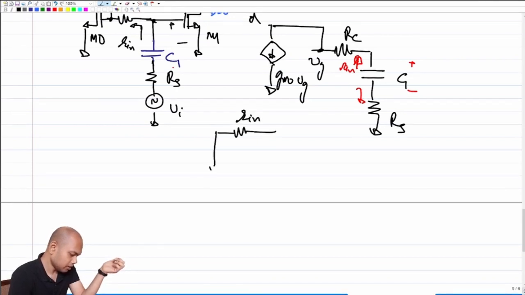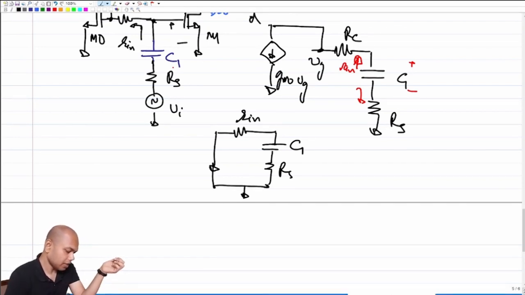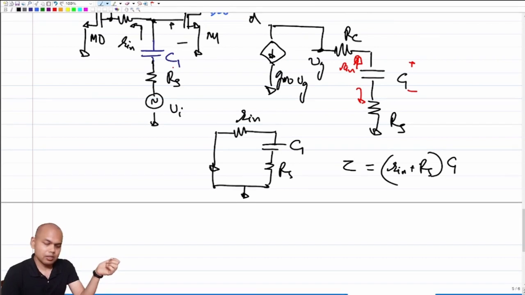Rin, this is grounded, you have C1, this is RS, these two are grounded, which means I can close the loop, right? So what is the time constant? Tau is Rin plus RS times C1, right?